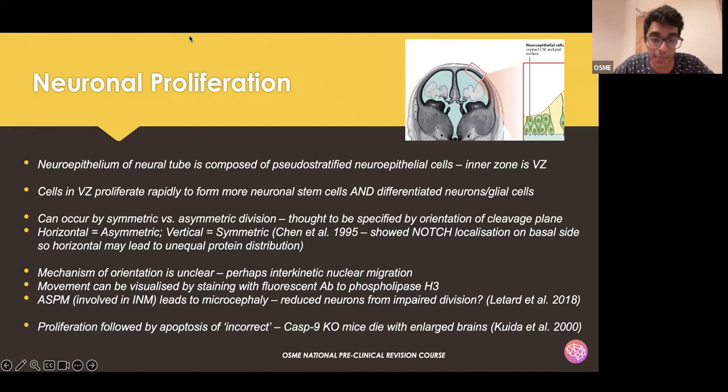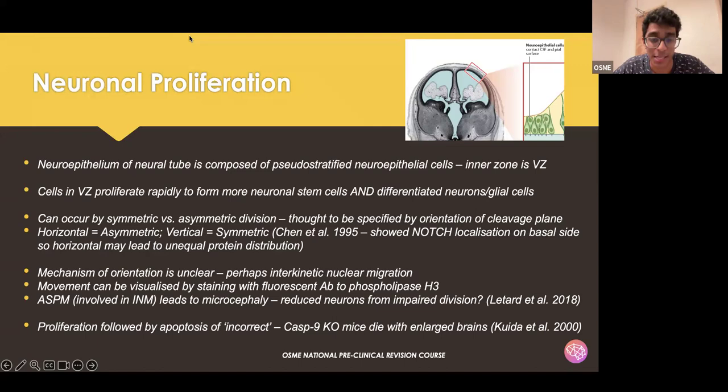This was shown in the experiment I've put here by Chen et al. 1995. Basically, they showed that the Notch protein is located on one side of the cell. If you divide horizontally, more of the Notch protein is going to stay on that side, and as a result, that cell is more differentiated than the other. Whereas a vertical division would mean you have the same distribution of Notch on both sides, so you'd have two identical cells that remain stem cells. That can be a bit tricky to understand, but if you Google some pictures, I think it makes this point quite clearly.